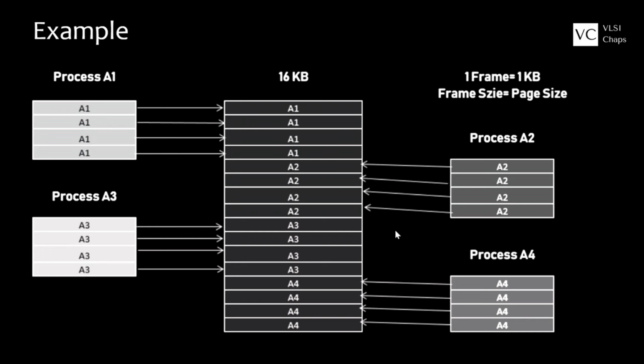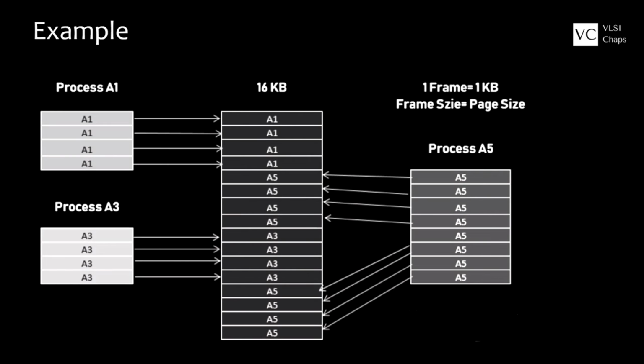So let's say this is the new visualization of the memory, where I have taken out process A2 and A4. Instead there is one process A5 which was waiting outside, and this process size was 8 kilobytes. Because A2 and A4 have left the memory, 4 plus 4 equal to 8 kilobytes of memory is free. Now because we are using the paging technique, we can divide the process in 1 KB pages, and each 1 kilobyte page can reside in 1 kilobyte frame.